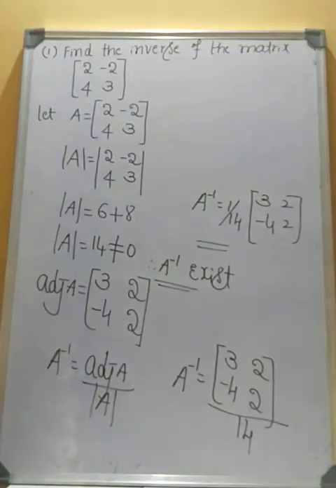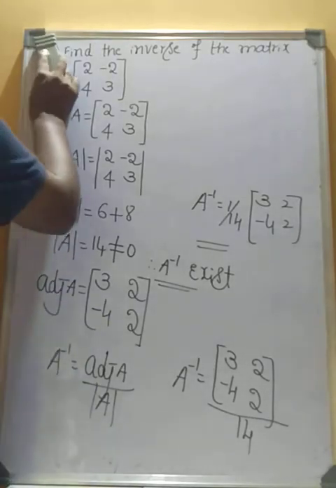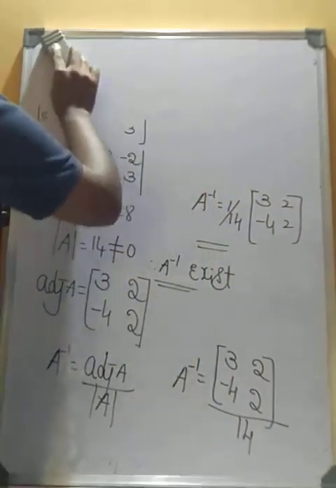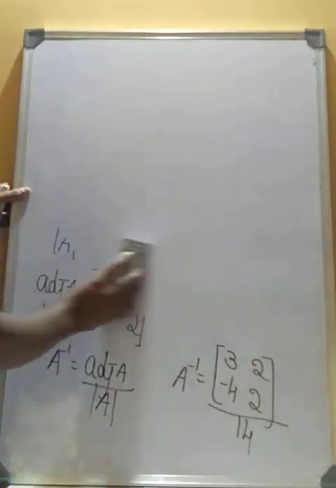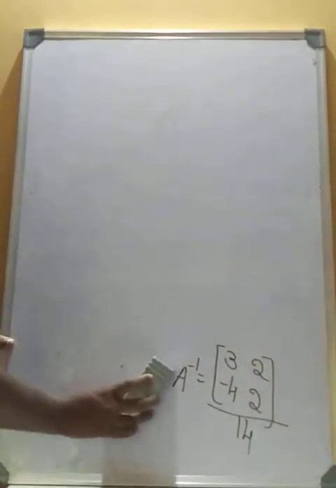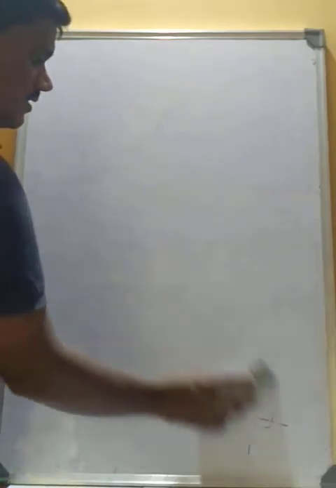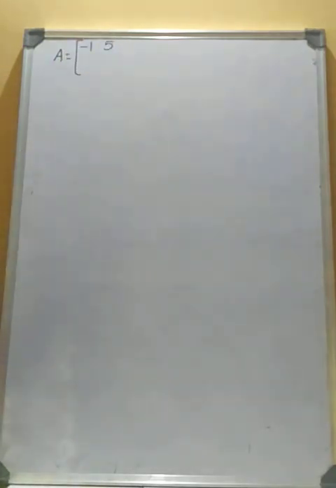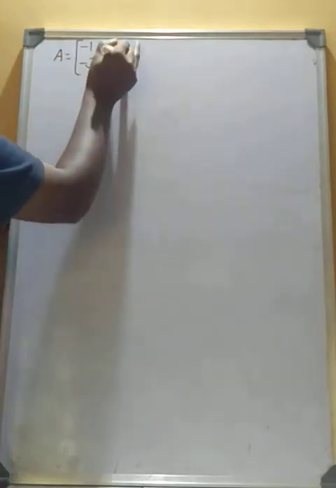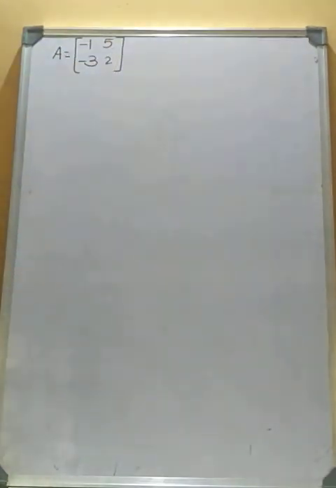Find the inverse of the matrix. The next example is the same type of problem. Find the inverse of the matrix A equals minus 1, 5, minus 3, 2. It is a 2 cross 2 matrix.